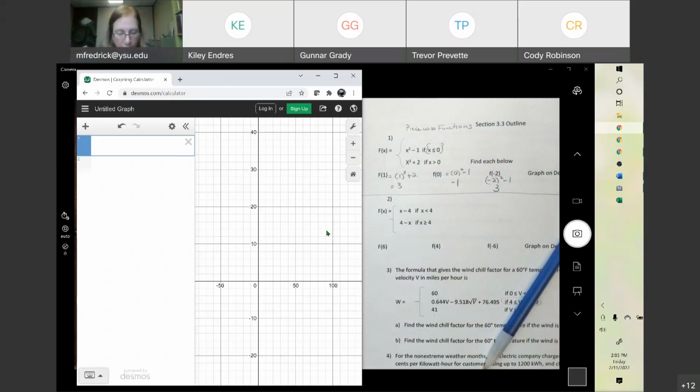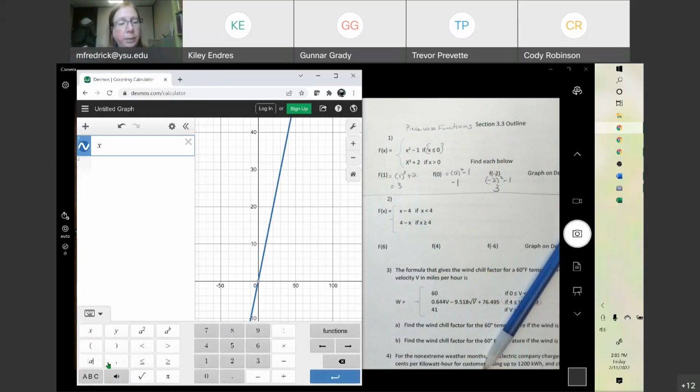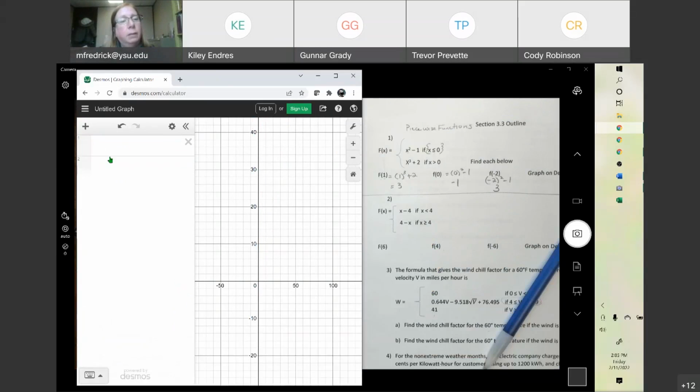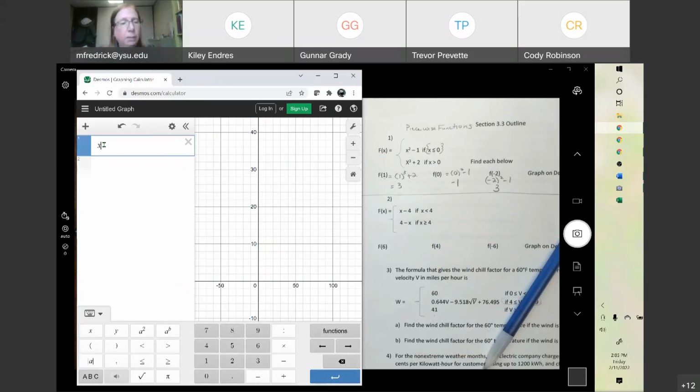x squared minus 1. Now, when you're doing the squared part, if you want to bring this little keyboard on the bottom up, you can, and they have a squared. Another way of doing it is the caret button. It's where your 6 is, and that will bring you up into the exponent. The only thing is you have to hit the right arrow to go back down. So it was x squared minus 1.